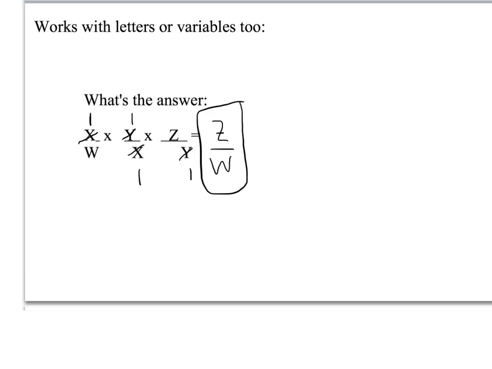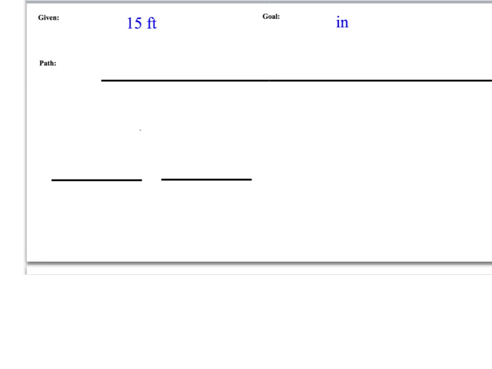Not only does the process work with numbers and letters and variables, it also works for units. If you find a unit in the numerator and a unit in the denominator, they can cancel out just like the numbers and the letters did. To start a new process, we always do a problem that's very familiar to us. I know that you can probably do this quickly in your head, but I'm going to show you a process of dimensional analysis using a familiar problem. You're given 15 feet, and what I would like to know is how many inches is 15 feet.